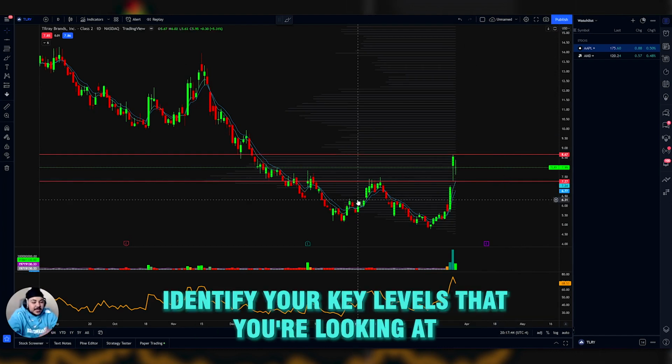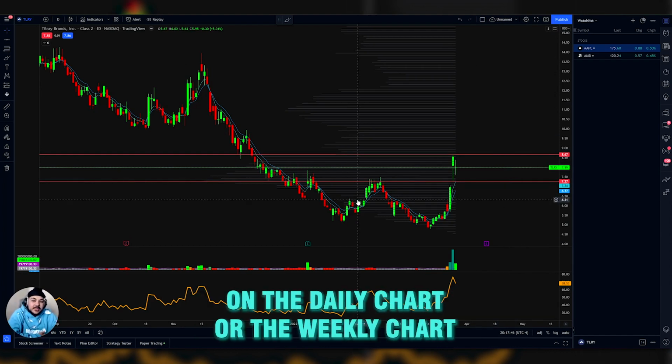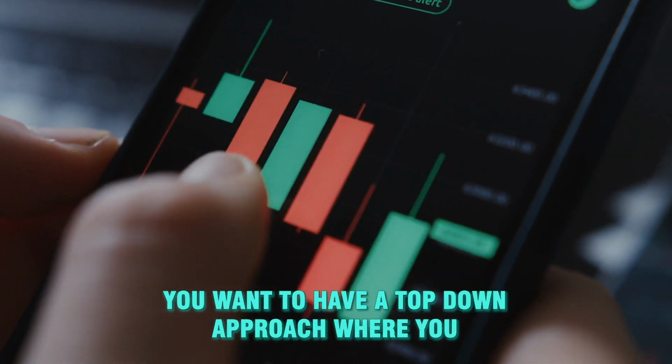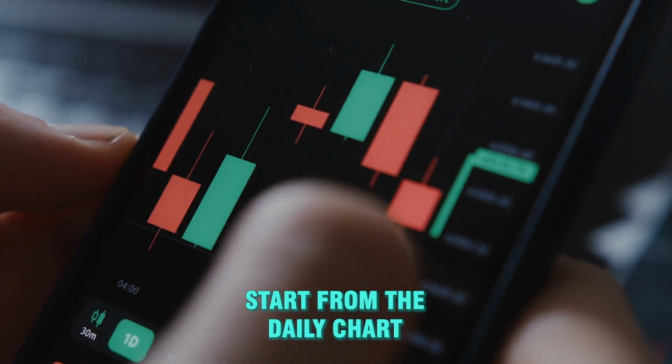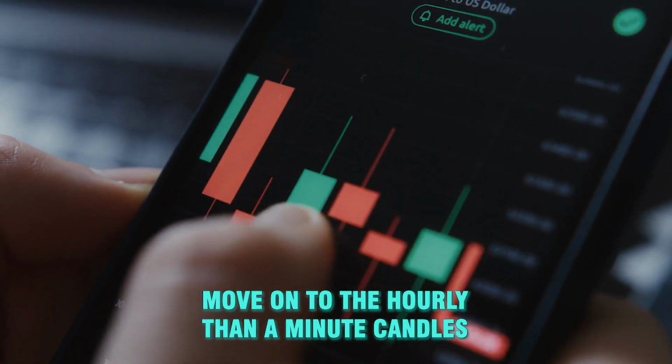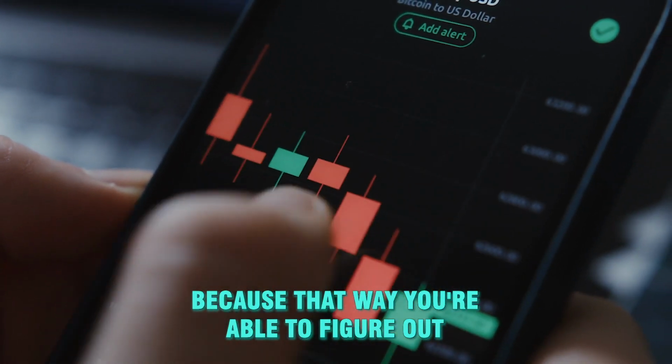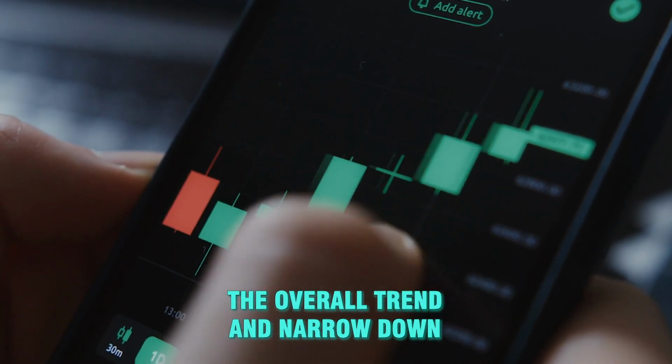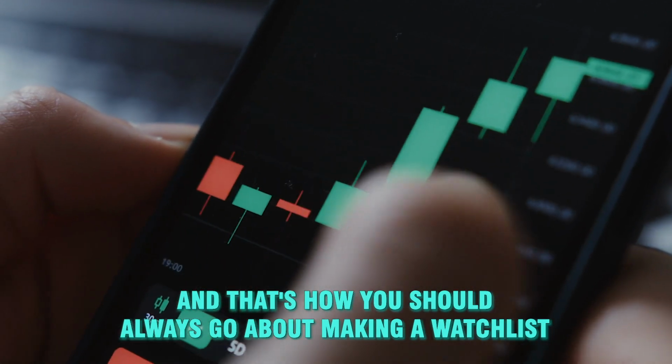First thing you want to do is identify the key levels that you're looking at on the daily chart or the weekly chart. You want to have a top-down approach where you start from the daily chart, move on to the hourly, then the minute candles, because that way you're able to figure out the overall trend and narrow down, and that's how you should always go about making a watch list.